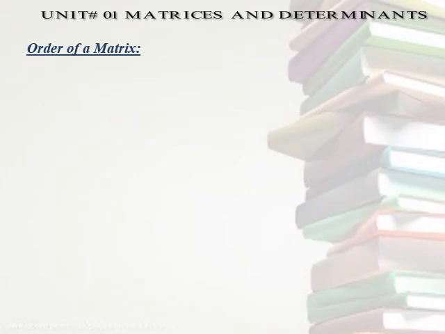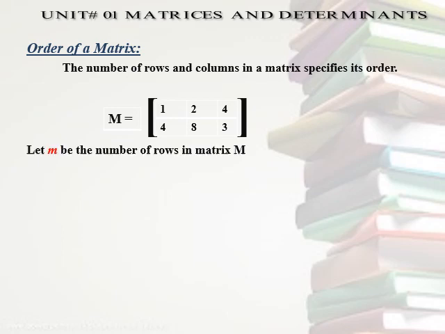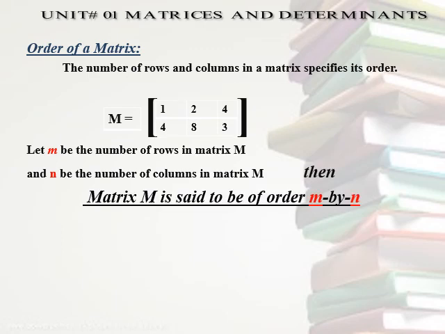Next topic is order of a matrix. The number of rows and columns in a matrix specifies its order. Suppose matrix M. Let m be the number of rows in matrix M and n be the number of columns in matrix M. Then matrix M is said to be of order m by n. M by n means we write number of rows first and then number of columns. We can also say that m by n means number of rows by number of columns.